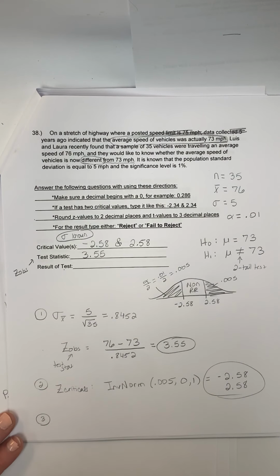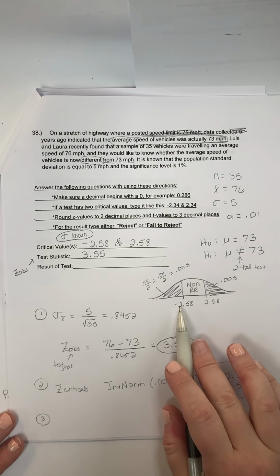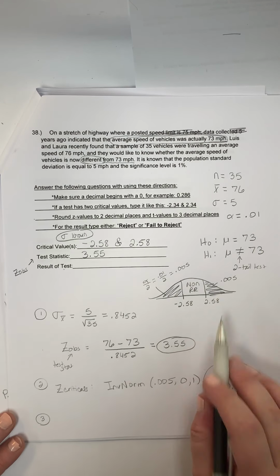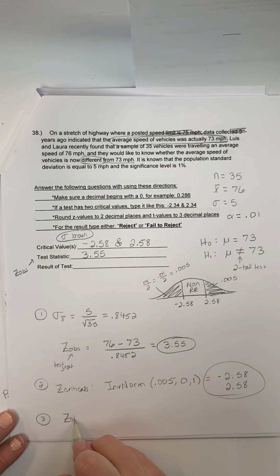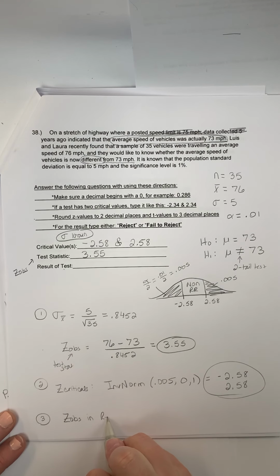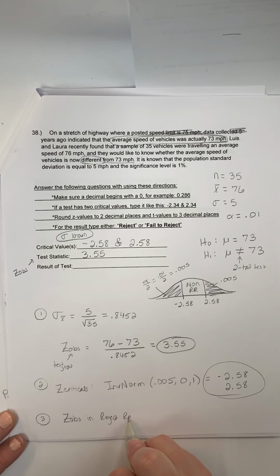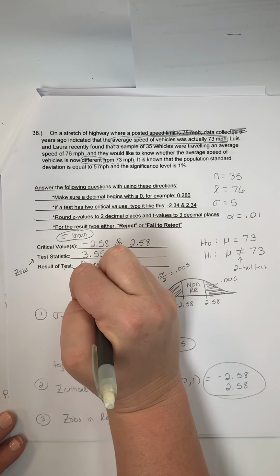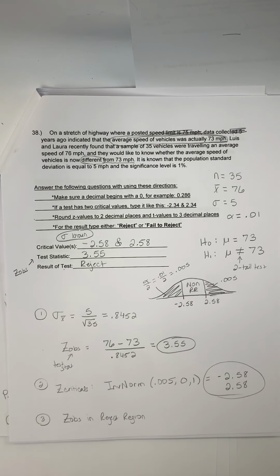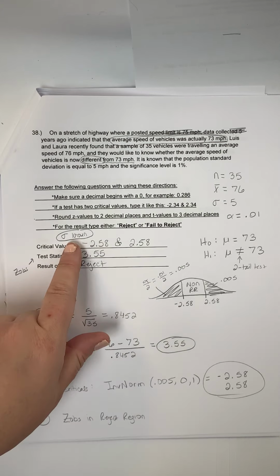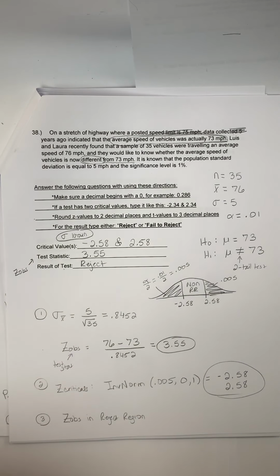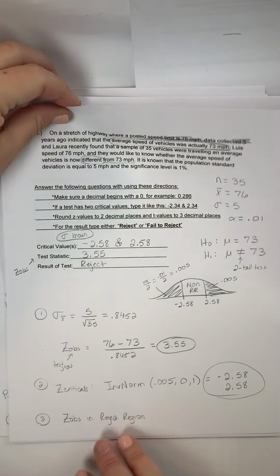Then your result of the test, we take Z observed, 3.55, and here it is about here. It is in a rejection region. So what are you going to type? Reject. And there you go. Okay. So notice that both of our sigma known problems have been two-tailed tests. Hint, hint. Good thing to think about.